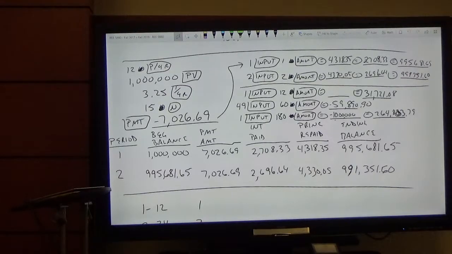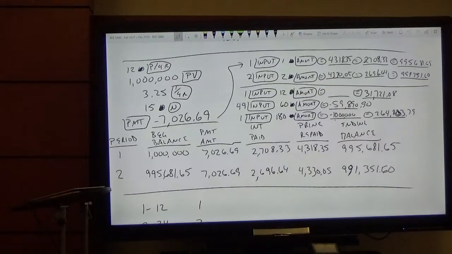Okay, then in terms of the principal repaid, once again, how people choose to do this is their own method of the madness. What I tend to do is go back over here to the payment amount column and make that a positive number by putting a negative sign in front of it. That way, when I do the math of taking the payment minus the interest to get the principal repaid, it's just a simple subtraction.